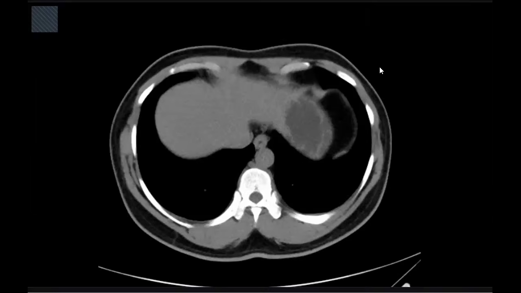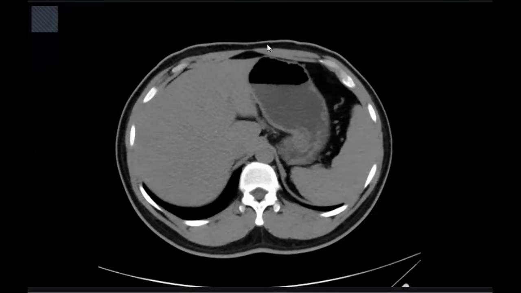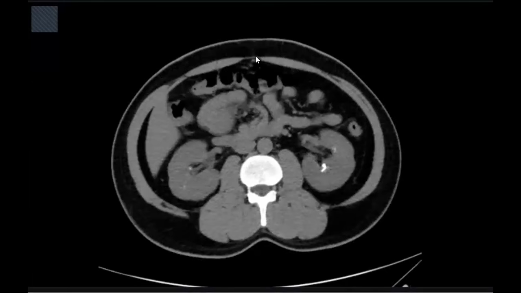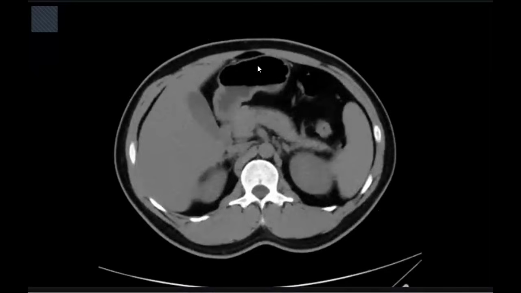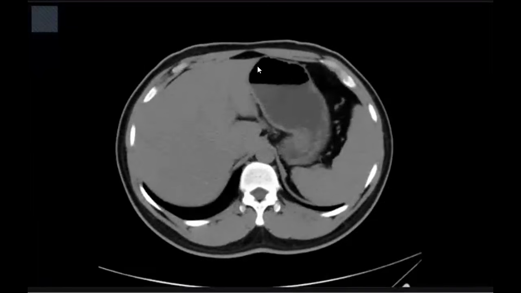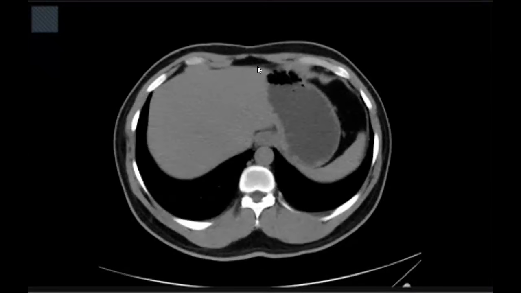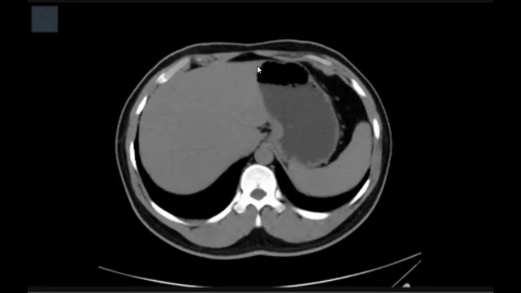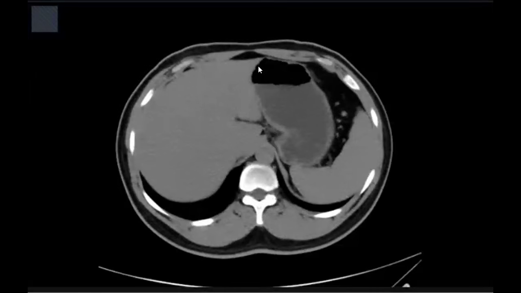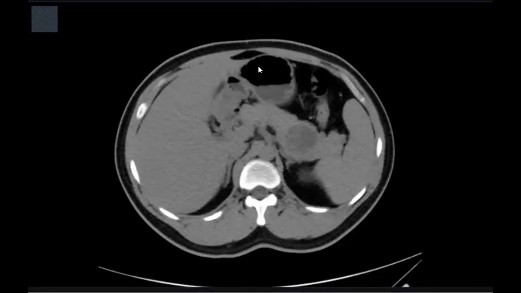Okay, now I'm provided with the CT KUB, and I'm scrolling from cranial to caudal, going to the point of interest. Sorry, it jumped. Just scroll slowly to see the full stack of images. Yeah, I was scrolling slowly, but it jumped. No, just one by one. Okay, now I'm scrolling to the point of interest towards the kidney.